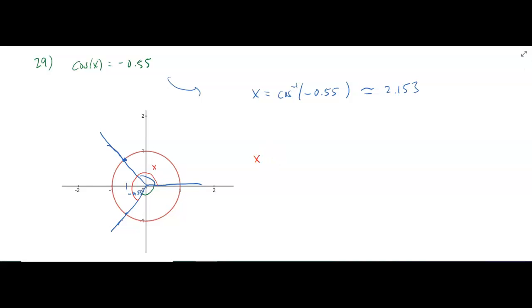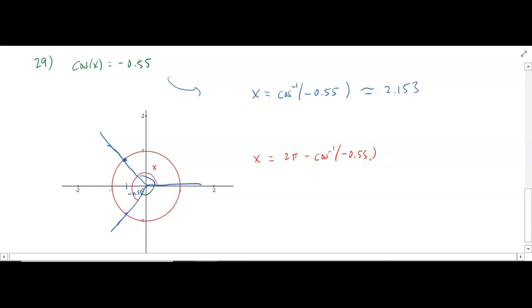Just going to draw that in and then erase it there. I'm going to draw that in black. A whole revolution would go all the way around, and then we're going to back up or subtract the angle we just found using the inverse trig function. So the angle we're looking for then is going to be 2 pi minus inverse cosine of negative 0.55.